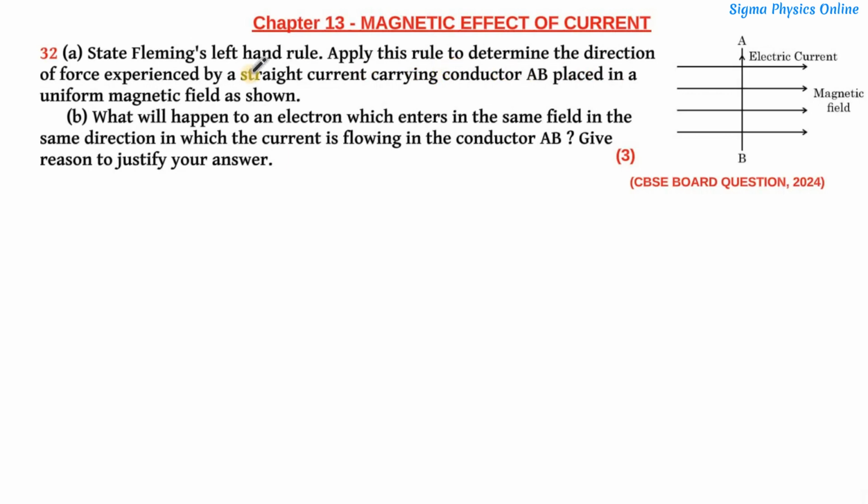Apply this rule to determine the direction of force experienced by a straight current carrying conductor AB placed in a uniform magnetic field as shown. What will happen to an electron which enters the same field in the same direction in which the current is flowing in the conductor AB? Give reason to justify your answer. Alright, so first let's know what's Fleming's left-hand rule.